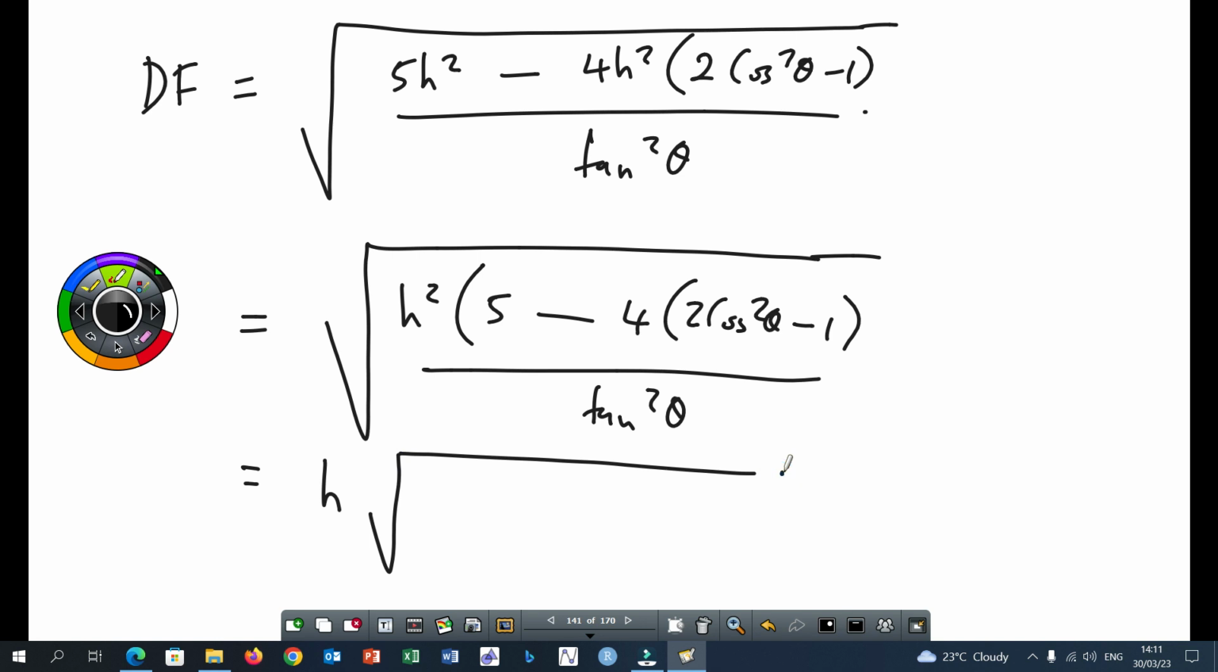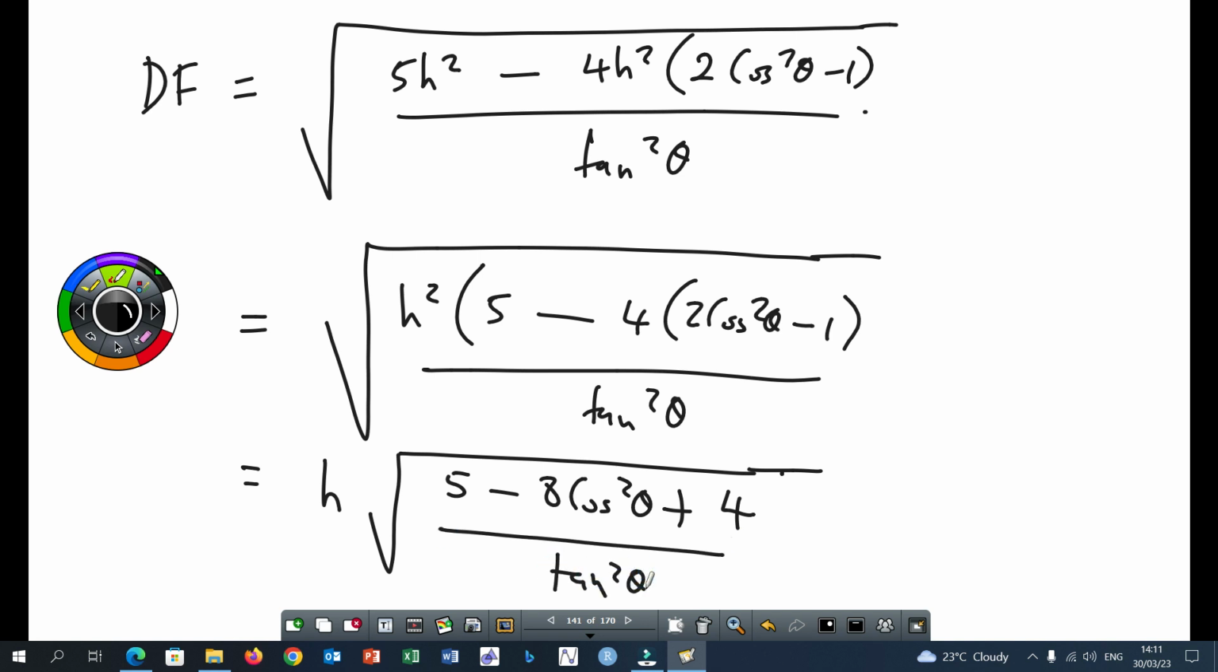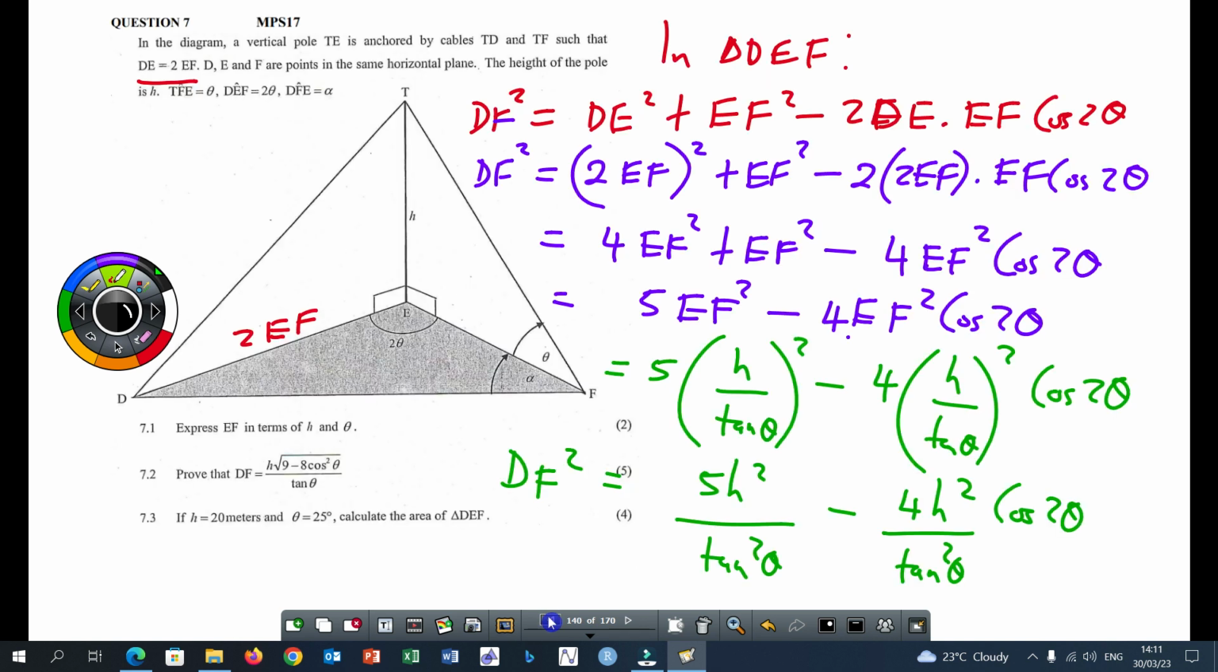Okay, so let's simplify it now. This one can remain inside, so I can multiply it. So I'll get 5 minus 8 cos squared theta, minus, that becomes a plus 4, so plus 4 over tan squared theta. And these two will create a perfect square, which is a 9. Let me just check if I'm on track. Yes, I get that 9.